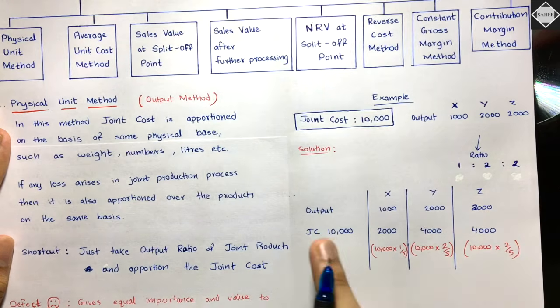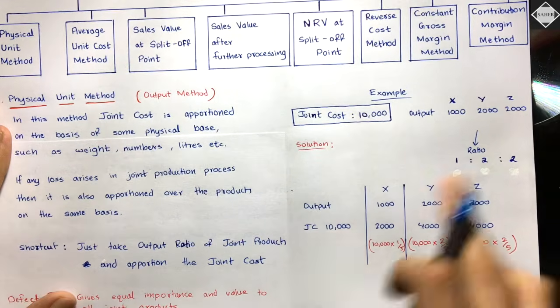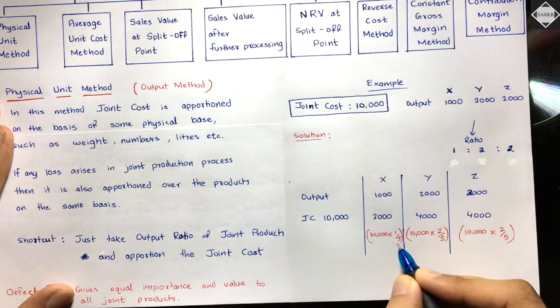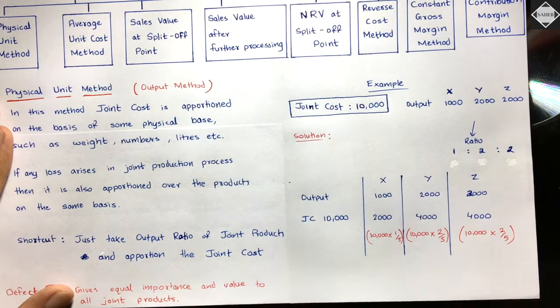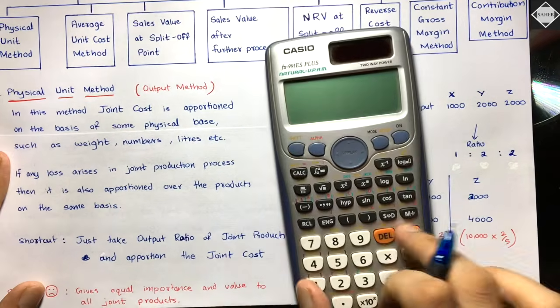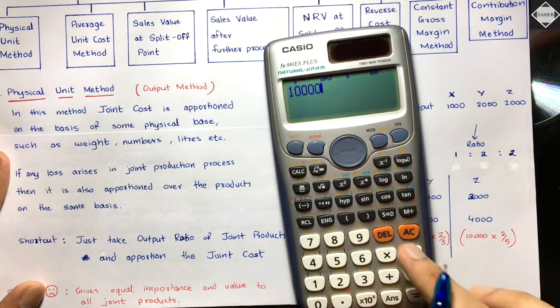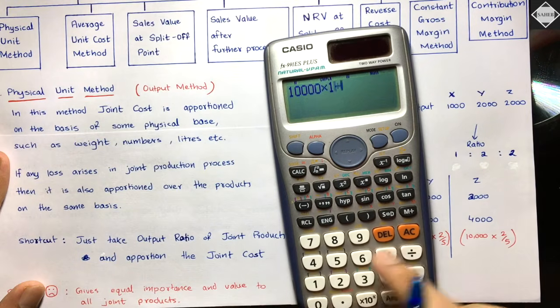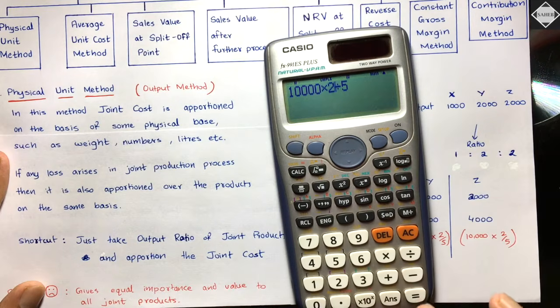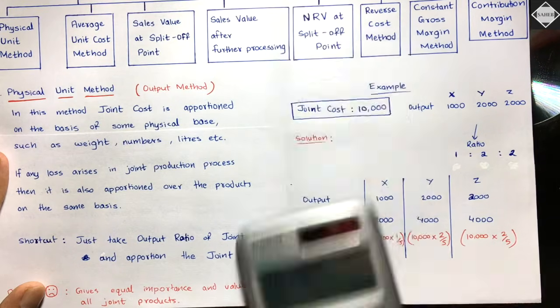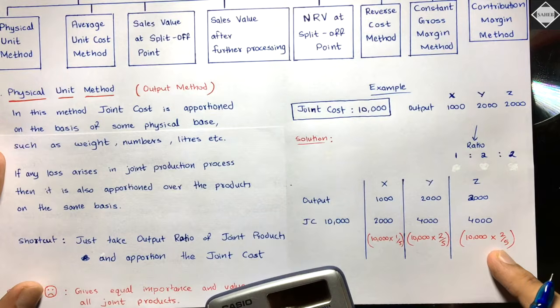So how will you distribute this joint cost of 10,000? Simple, just use this ratio. 10,000 into 1 divided by 5, that's equal to 2,000. Then 10,000 into 2 divided by 5, that's equal to 4,000. Same with the Z also. Clear? This is how you have to do.